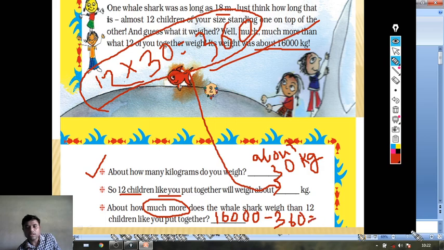Now this is for your homework. Do the calculation at home. I know some students are very fast, they have already done the subtraction. Okay, and don't forget to write the unit kg. Is it clear? Yes. Okay, so we find how much more the whale shark weighs. So the whale shark weighs dash kg more than 12 children like you put together. Okay, very good. Is it not interesting?